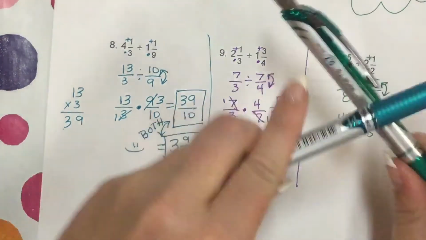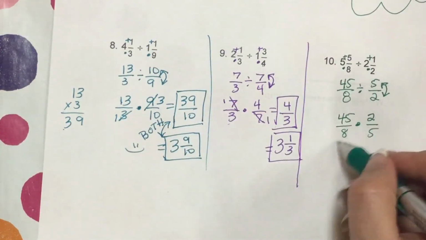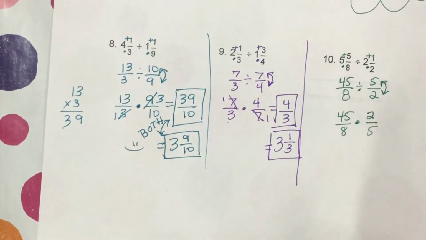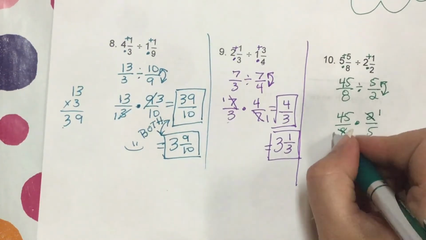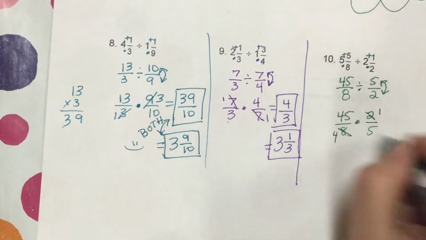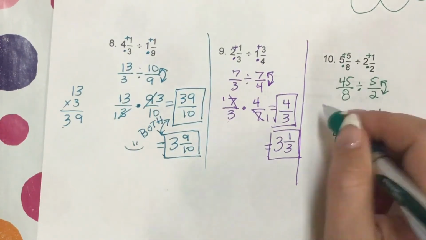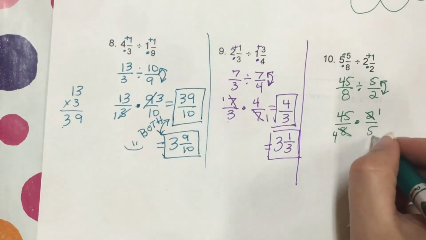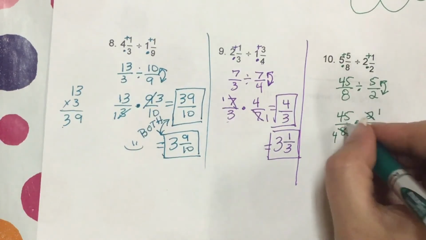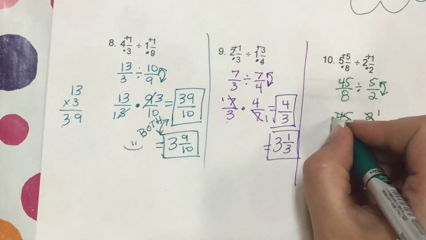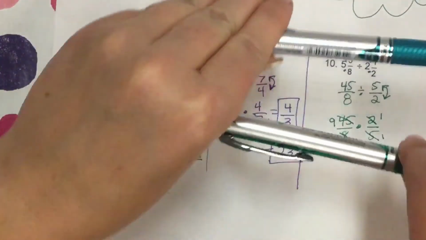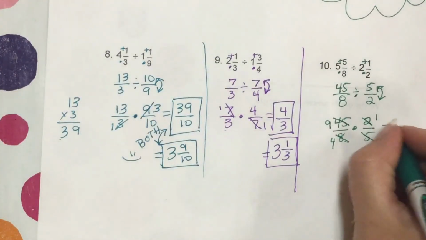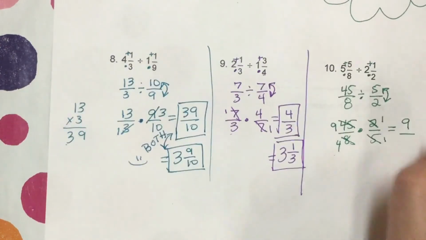And then we just look to cross cancel. So are there any common factors between 2 and 8? The answer is yes, 2. 2 goes into 2 one time, and 2 goes into 8 4 times. What about 45 and 5? Is there a common factor there? And yes, there is. 5 goes into 5 one time, and 5 also goes into 45 9 times. So now that we have cross-canceled, guess what we do? We multiply across. So 9 times 1 is 9, and 4 times 1 is 4.